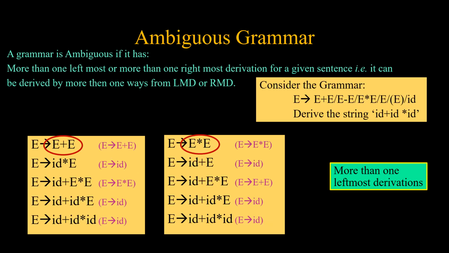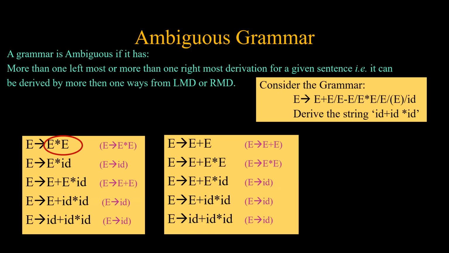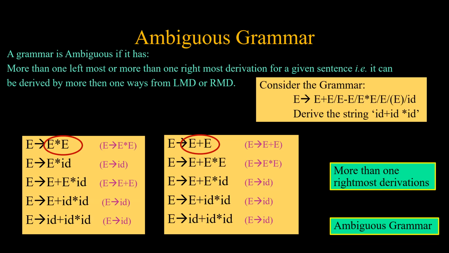Since we could derive the same string, that is id plus id into id, through two methods for a given grammar by two leftmost derivations, we say that this is an ambiguous grammar. Same is the case for rightmost. If we consider two rightmost derivations for the same string id plus id into id, we say that this grammar is ambiguous. Please remember a very important point which I want to put up here.